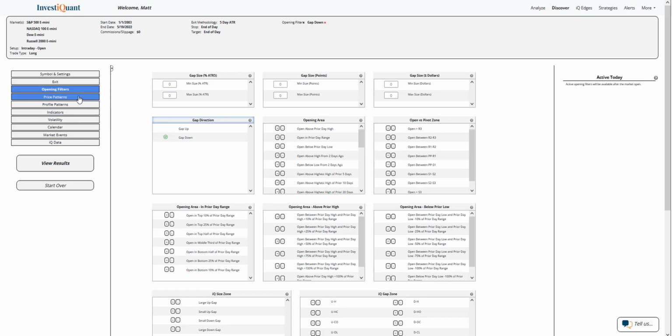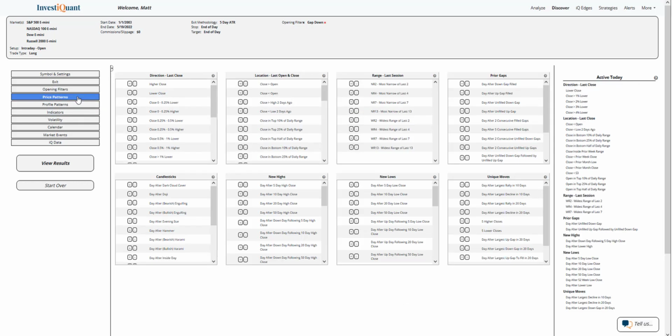The next thing I'm going to do is go to price patterns, and in the price patterns new lows category, there is a 52-week low close in there, but instead of grabbing it from there, I'm just going to grab it from the active today because I can see it right there. Active today shows you all the things that are true for today, so lots of different studies we could be running based upon all these different patterns that took place yesterday.